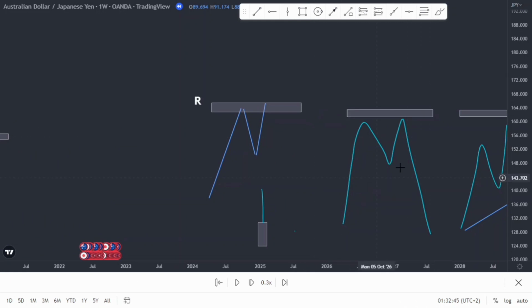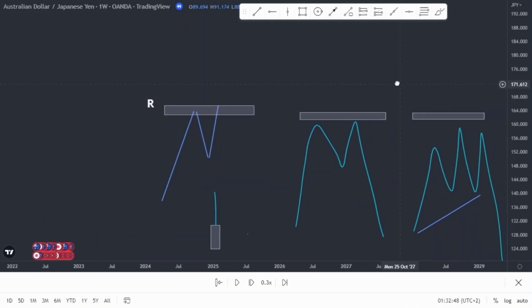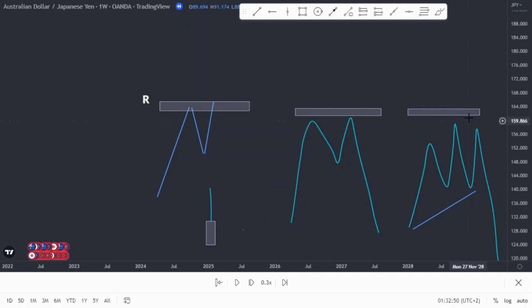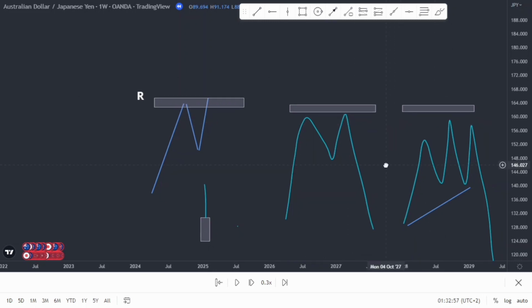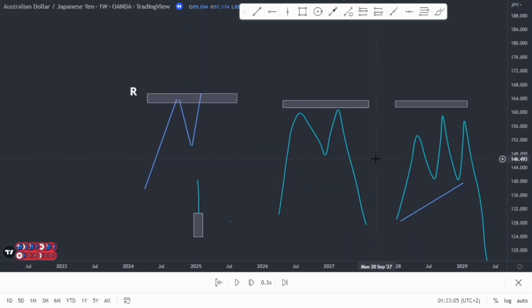I'm talking about your double tops. I'm talking about your head and shoulders. If you see these kinds of patterns at your resistance levels, it's mainly going to signify that price wants to reverse and go to the downside. If you see these patterns at these areas, it's mainly going to signify that price wants to go to the downside.